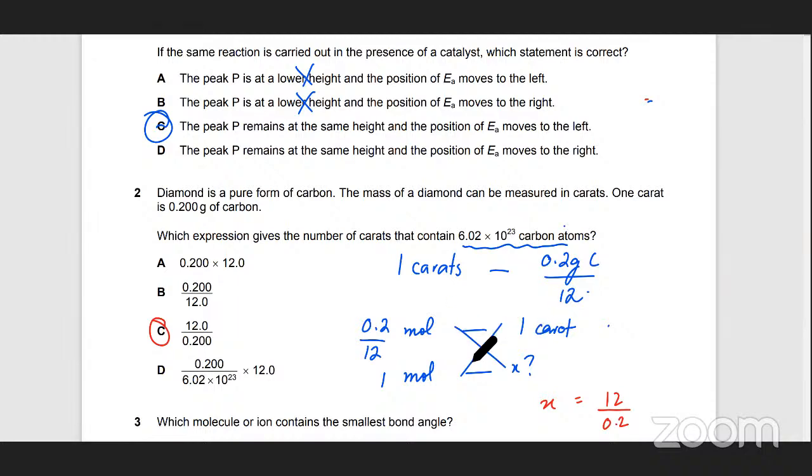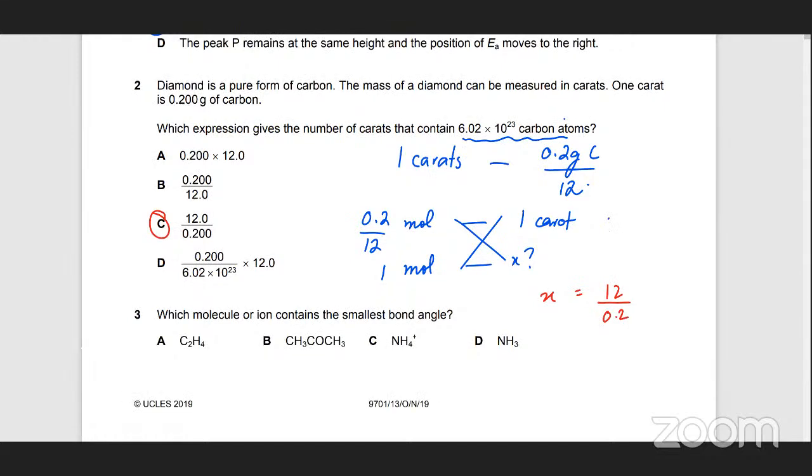Is this clear? Rida, is this clear? Zaib, is this clear? Yes, sir.